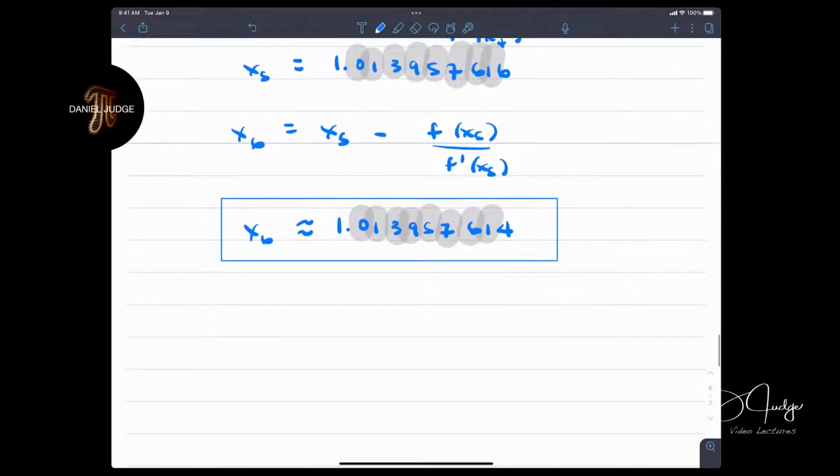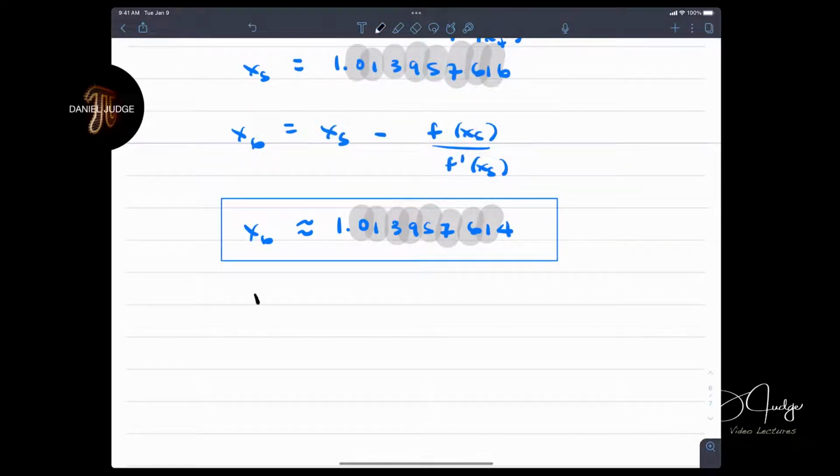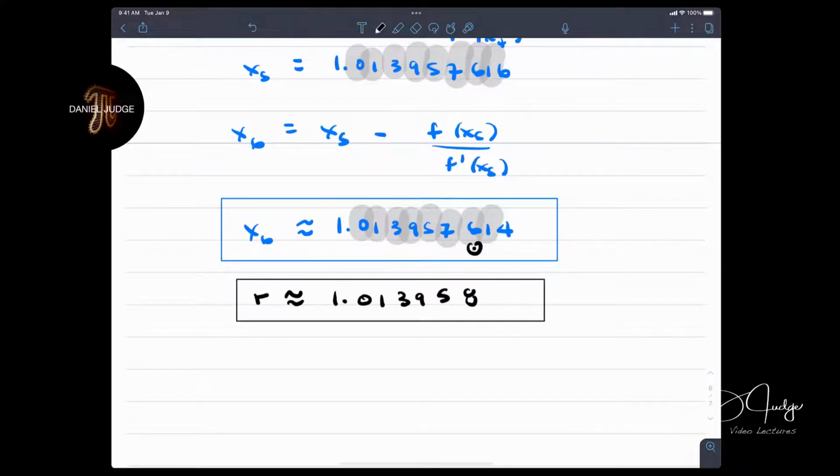And I guess if they said to approximate to 6 digits, okay, our root then will be 1.0139. That's 4. 3957. We look at the digit to the right, it's a 6. So we add 1 to the 7, we make that an 8. And ladies and gentlemen, here's our root. This is the solution due to Newton's method.